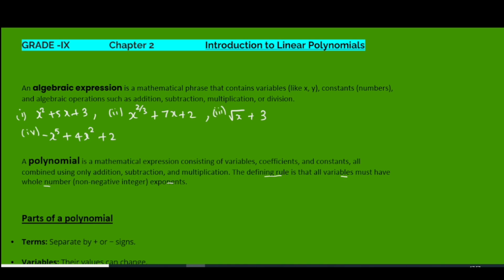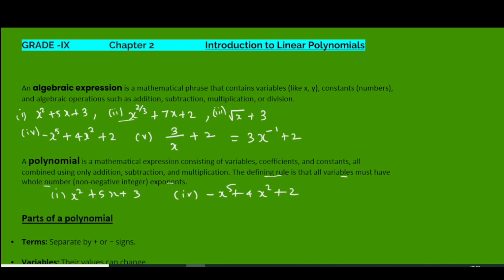Of all the 4, example 1, which is x squared plus 5x plus 3, and example 4, minus x power 5 plus 4x squared plus 2, only these two are polynomials. The other two, the second and third examples, are not polynomials because the x power is not a whole number. Suppose I take the next one, 3 by x plus 2. This is also an algebraic expression. I can write it like this: 3x power minus 1 plus 2. So x is raised to the power minus 1.